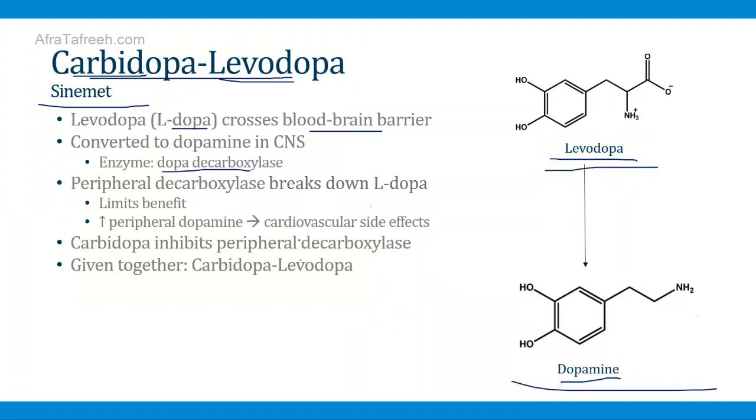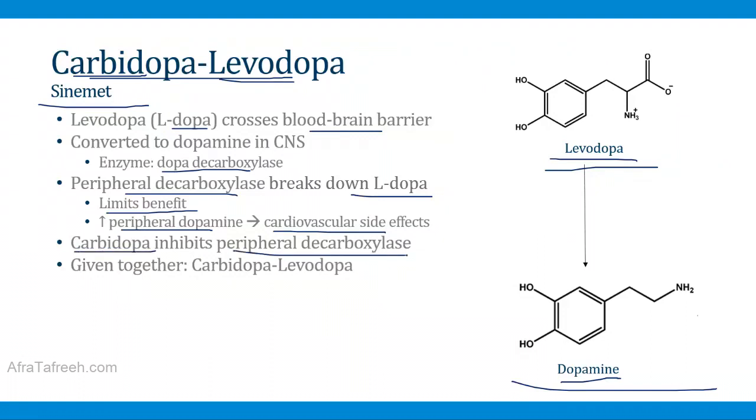The problem with giving levodopa by itself is there is a peripheral decarboxylase enzyme, which breaks down L-dopa into dopamine before it has gotten into the central nervous system. In other words, when it's in the peripheral vasculature and in tissues. This limits the benefit because it takes the levodopa away before it gets in the brain. It also increases peripheral dopamine levels, and that leads to cardiovascular side effects like tachycardia and hypertension. So for this reason, you give levodopa together with carbidopa. Carbidopa inhibits the peripheral decarboxylase. That allows levodopa to cross the blood-brain barrier and get into the central nervous system where it's converted to dopamine, and that increases dopamine effects. So therefore, you always give these 2 drugs together, carbidopa and levodopa.